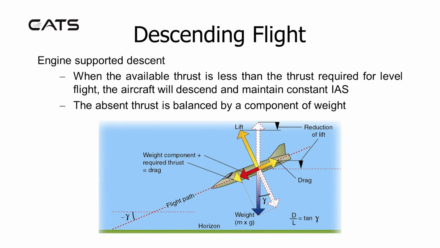Descending flight. For an engine-supported descent, when the available thrust is less than the thrust required for level flight, the aircraft will descend and maintain constant indicated airspeed. The absent thrust is balanced by a component of weight.